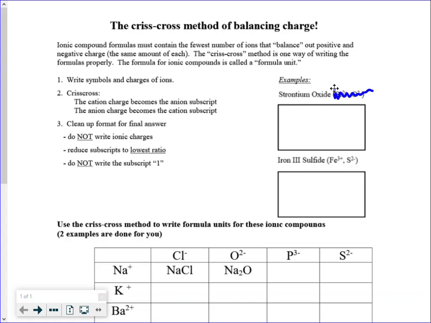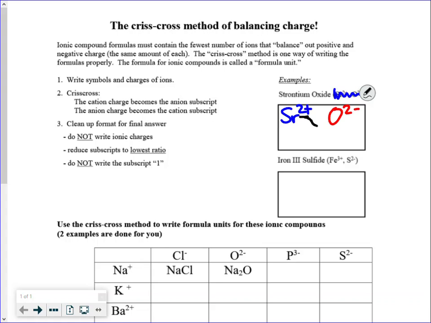What I would do if they just gave me the name is I'd look at strontium on the periodic table. Where is strontium on the periodic table? It's an alkaline earth metal, so we would write out the symbol, Sr2+. Then I would look up oxide or oxygen on the periodic table and figure out where it is located, its charge. It is in 16 or 6A, so it's going to have a -2 charge.